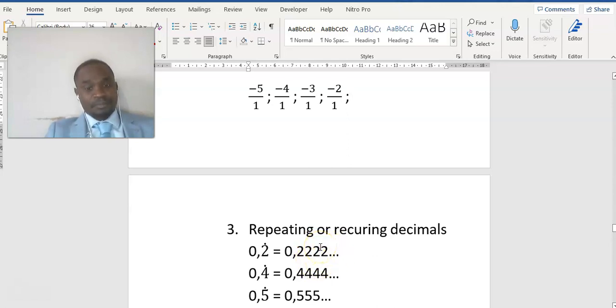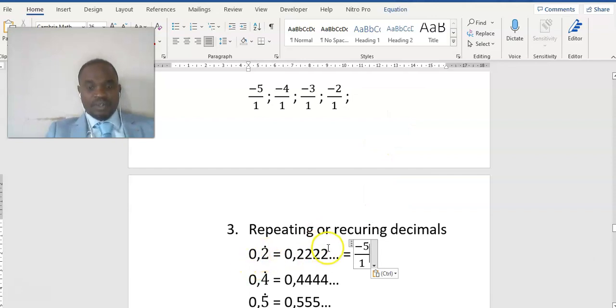So this one is a repeating decimal. It's a rational number. Why? I can write it in the form a/b. I'm going to show you. If I have 0.2 with a dot at the top, I can write it as 2/9. Are we together?